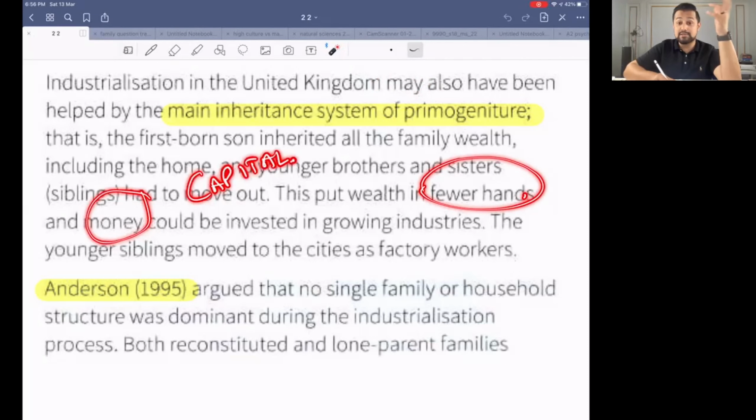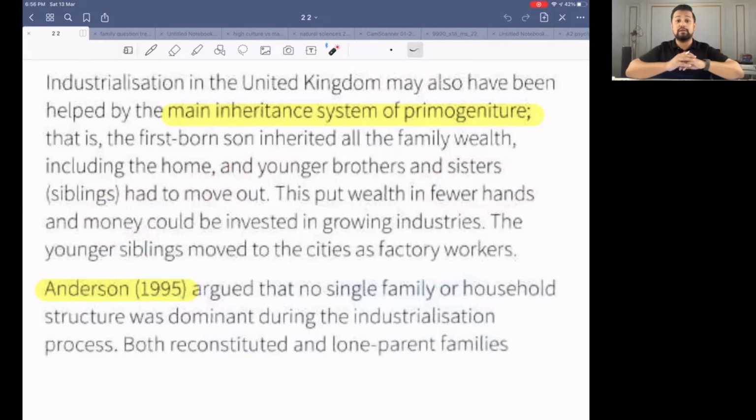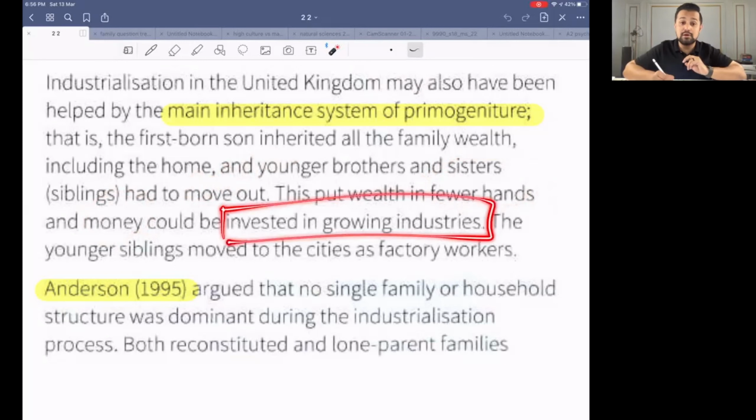So this inheritance system of primogeniture, there's a possibility that this might have led to a few individuals having a lot of wealth so that they could put that to use with a proper plan. They could invest it in growing industries.